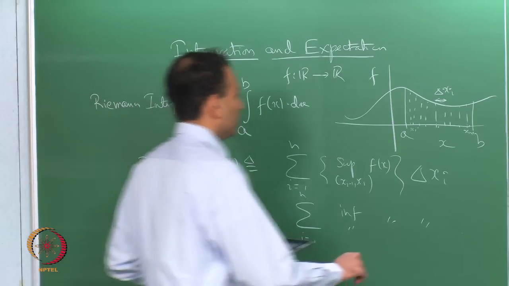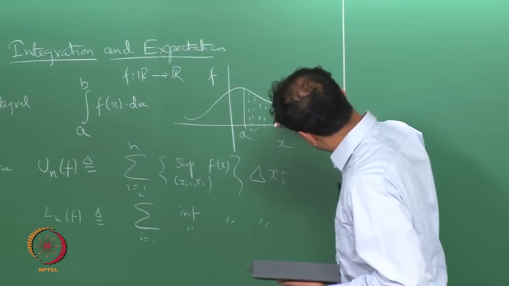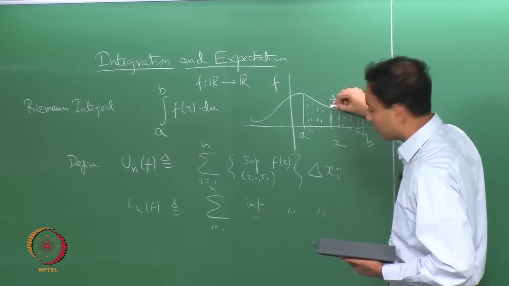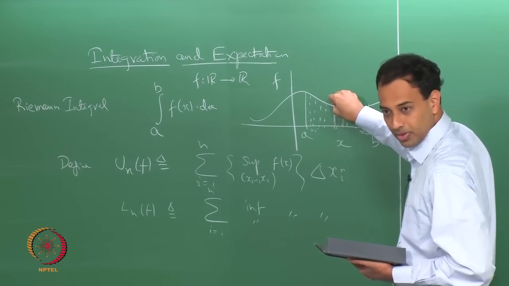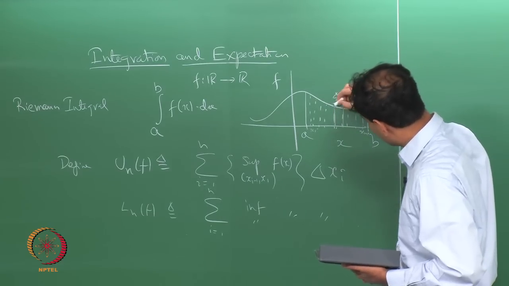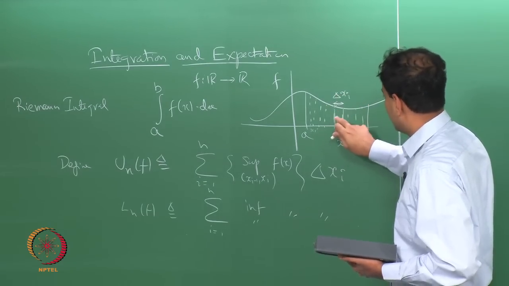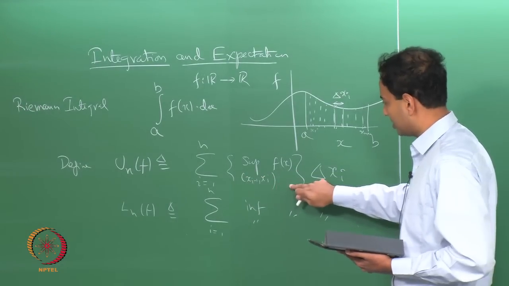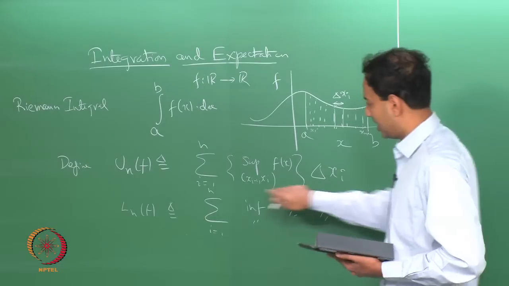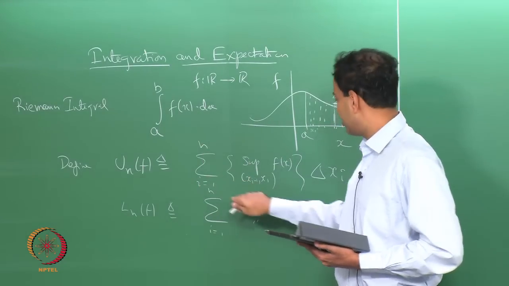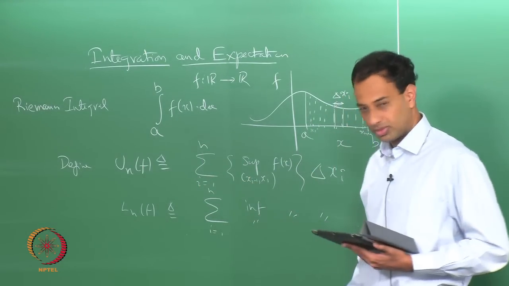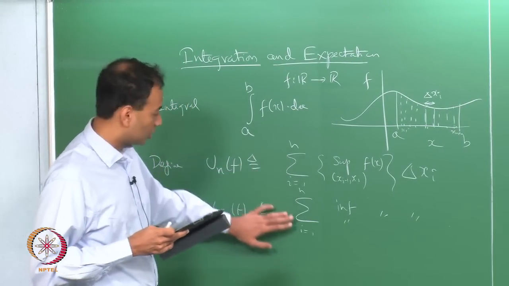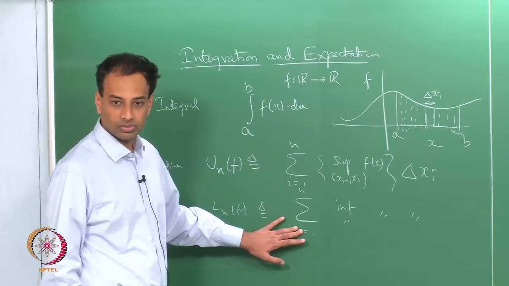So essentially what you are doing is, if you consider a particular delta x I interval, you consider the supremum of all the values taken by the function in that little interval, which is the biggest value. So in this case it is here, and for each such delta x I interval you consider this, multiply with delta x I and sum it over I equals 1 to n. Similarly for the infimum. This sum is called the upper Riemann sum. This is called the lower Riemann sum.